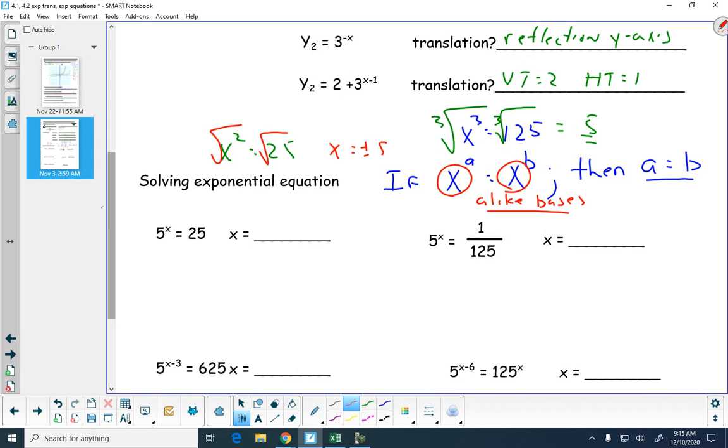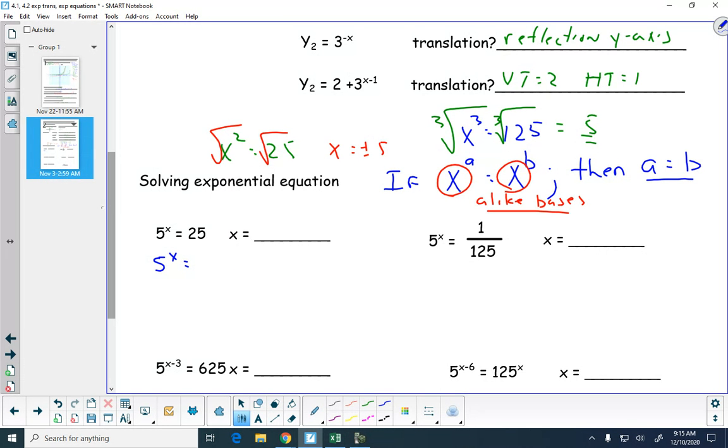Our goal in solving these exponential equations is to get like bases. If we have 5 to the x, I know you could probably solve this problem by just your knowledge of mathematics and what you've experienced throughout your mathematical career. But we're going to take a look at this a different way because not all of them are going to be as easy as this.